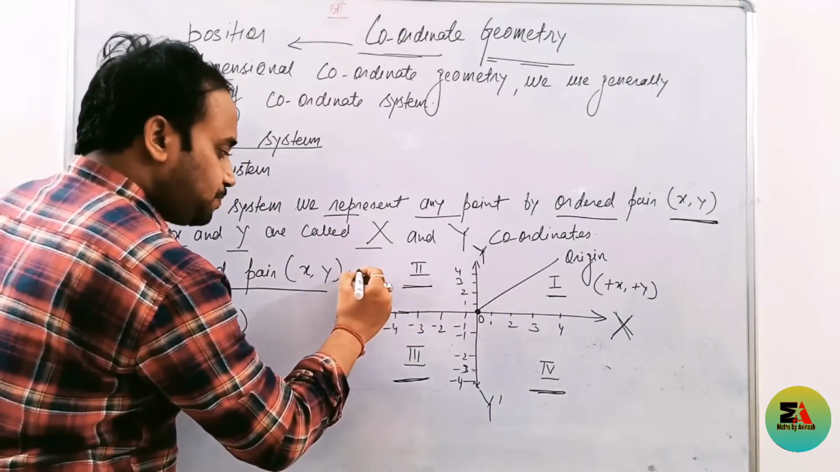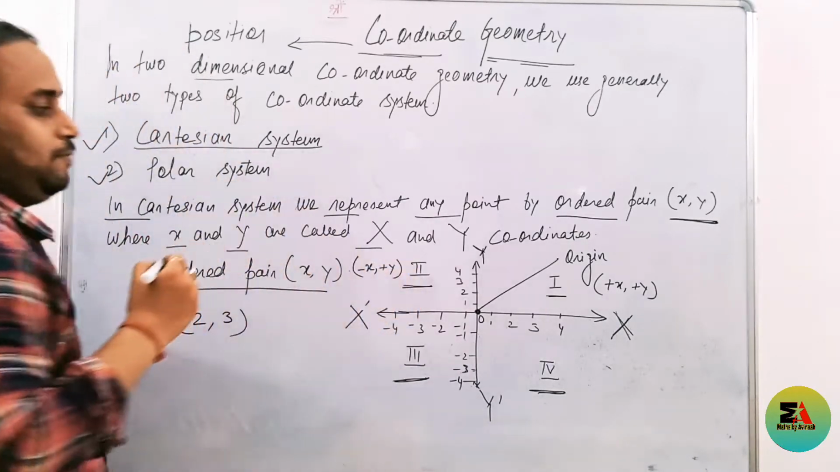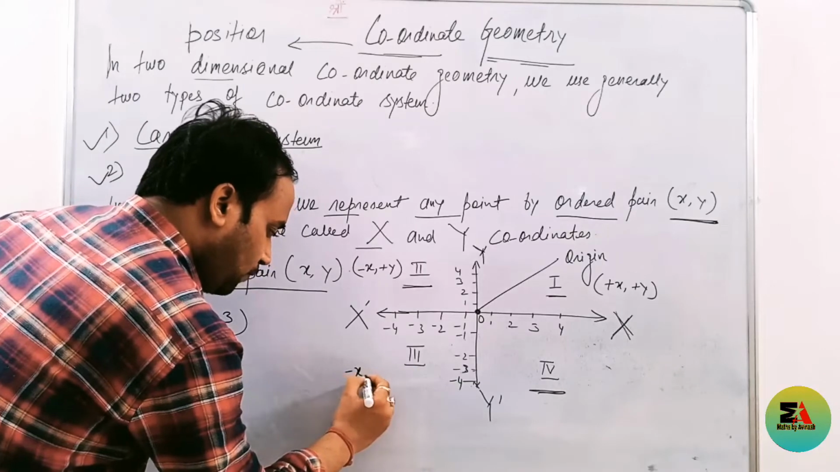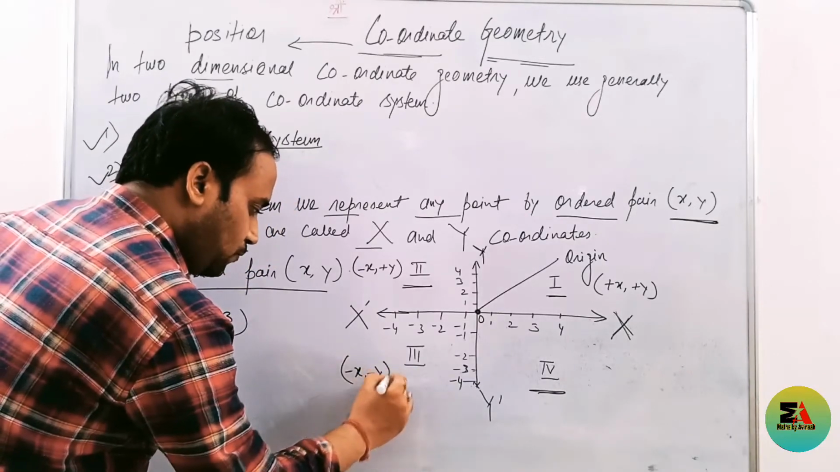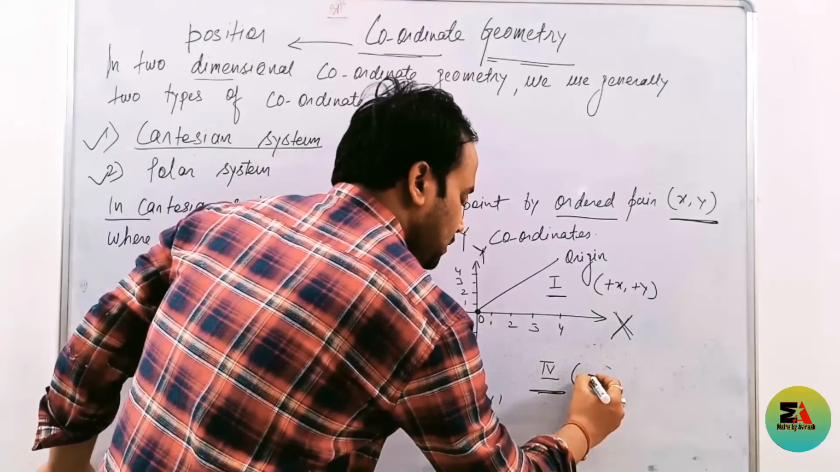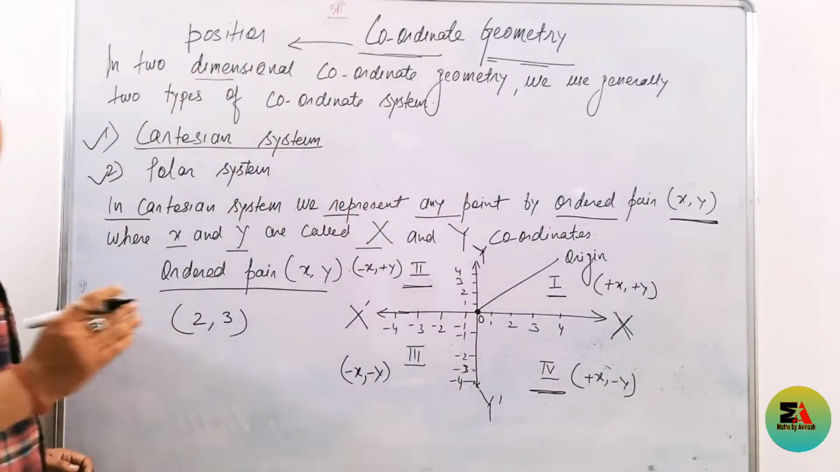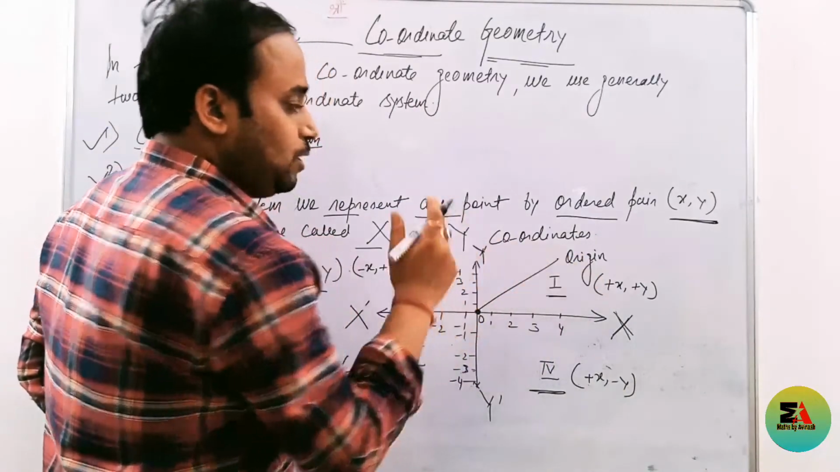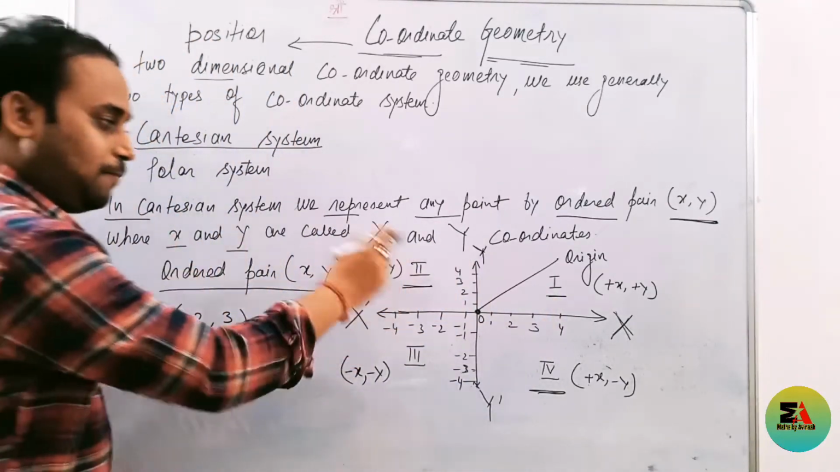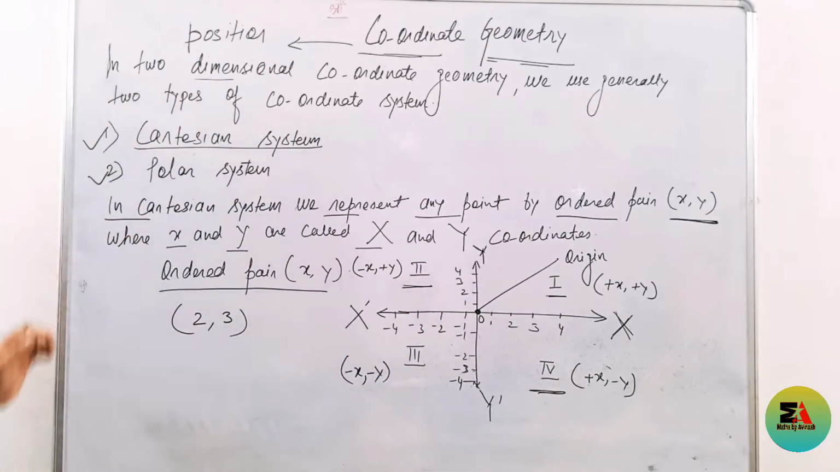Now in the second quadrant, the value of x is negative but the value of y is positive. In the third quadrant, the value of x is negative as well as the value of y is negative. In the fourth quadrant, the value of x is positive and the value of y is negative. You have to remember which value is positive or negative in which quadrant. We have to learn these things by forming a table. I hope this is clear to you.